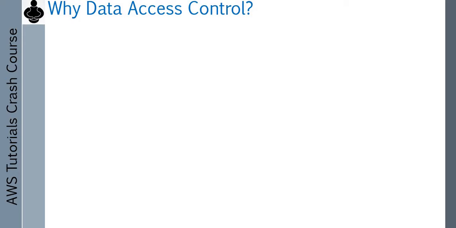So it is very important that we understand data access control upfront, so that when we use crawlers, jobs or workflows at a later point of time, we can assign them the required permissions and we understand what we are doing at that point of time. So I'll give you a few examples over here.